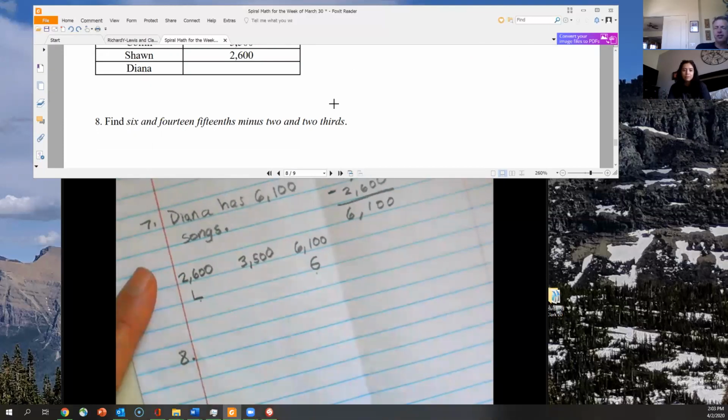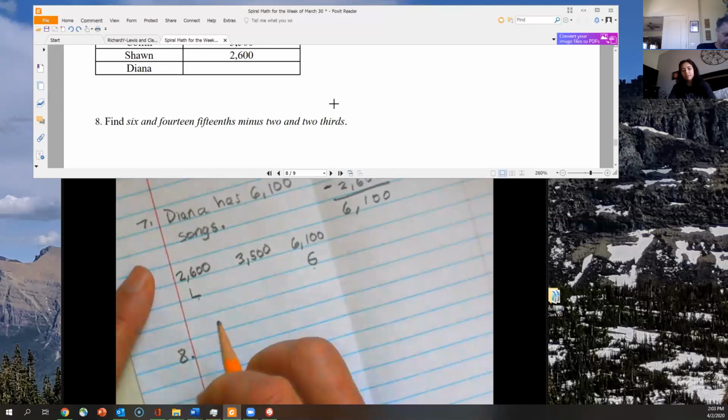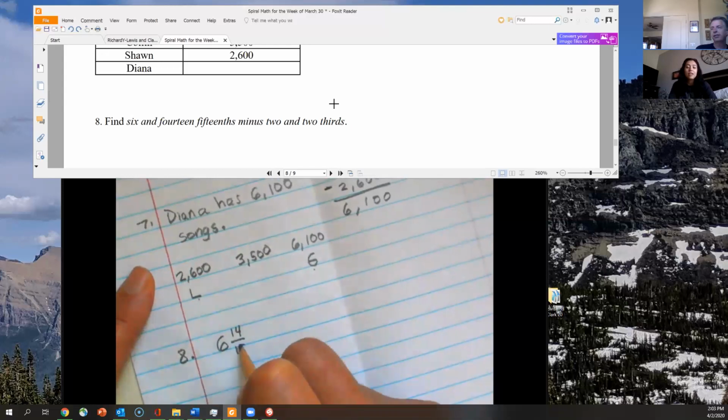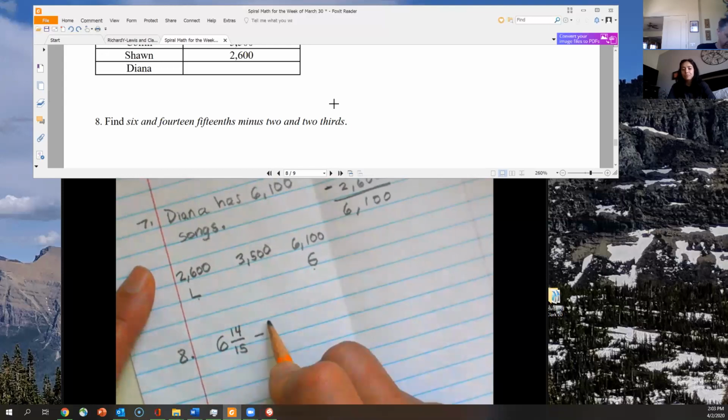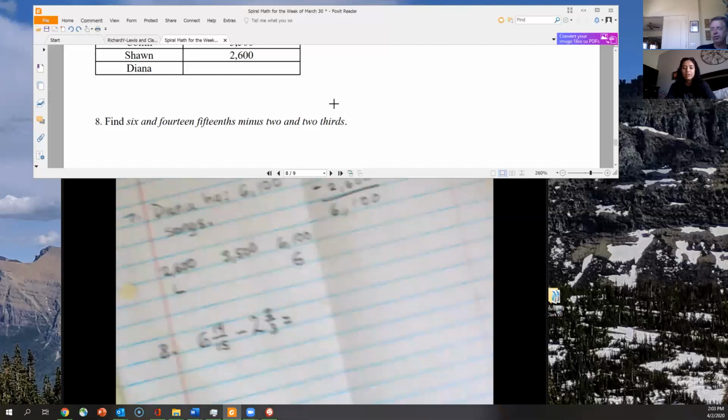How would you write out that number sentence, Ms. Garcia? The number sentence is going to be, so your whole number is going to be 6, and then your fraction is going to be 14/15. And then the second part of it is 2 and 2/3. So your whole number is going to be 2, and then your fraction is going to be 2/3. All right. And I'll put that equal sign there for when we're going to be writing our answer.